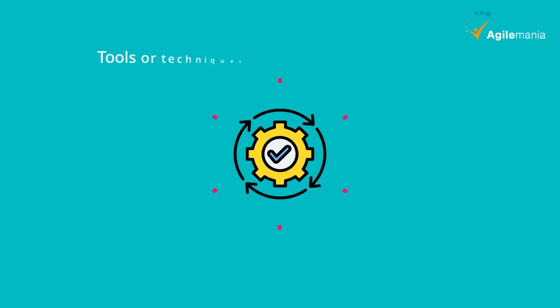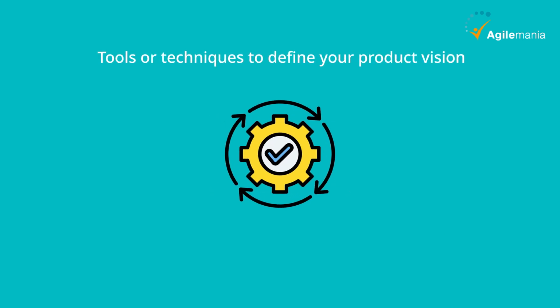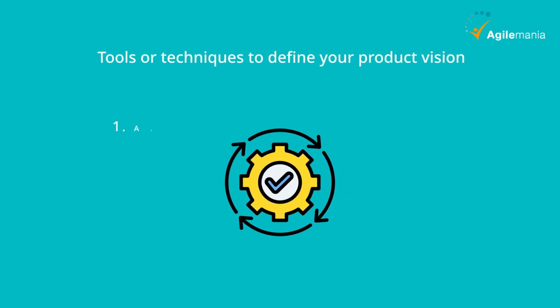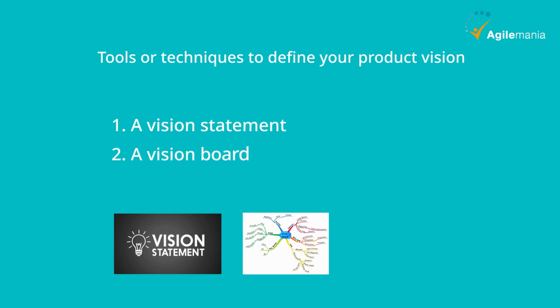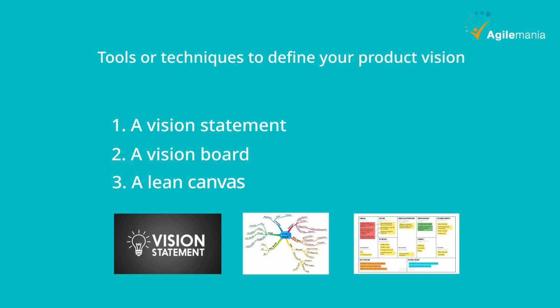You can use different tools or techniques to define your product vision, such as: 1. A vision statement. 2. A vision board. 3. A lean canvas. You'll learn more about these tools in our next part of the video.